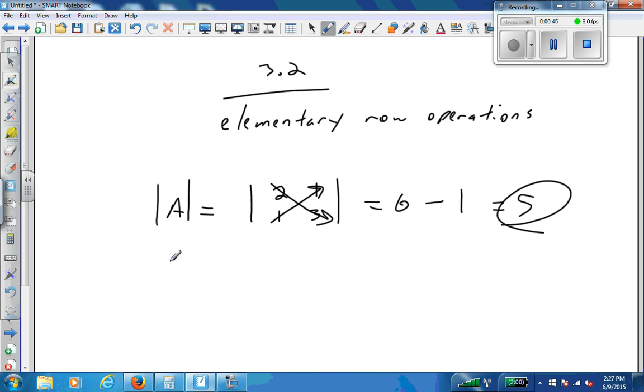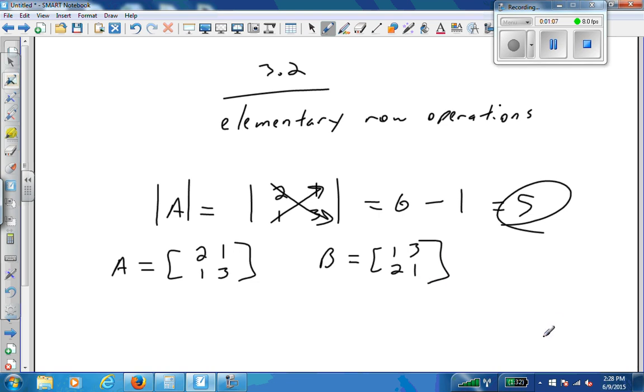Now let's compare that with a determinant that's row equivalent with A. To begin with, let's swap the first two rows. So let's say matrix B is the same as matrix A, except the first two rows have been swapped. Now let's take the determinant of that. We multiply down this diagonal minus up that diagonal, we get -5.